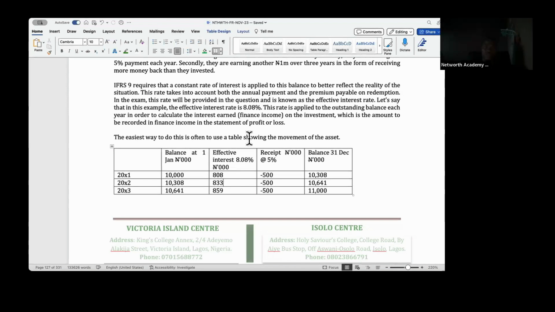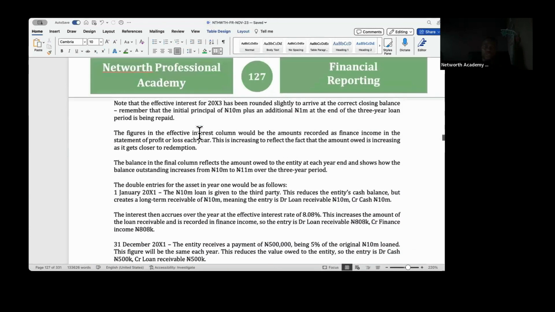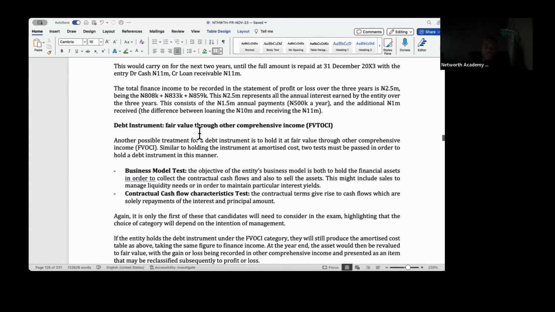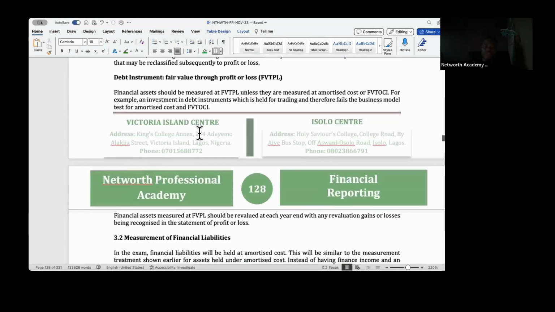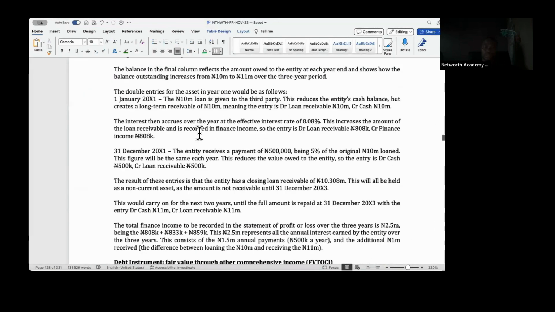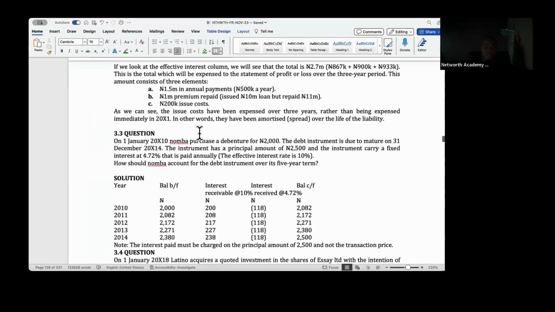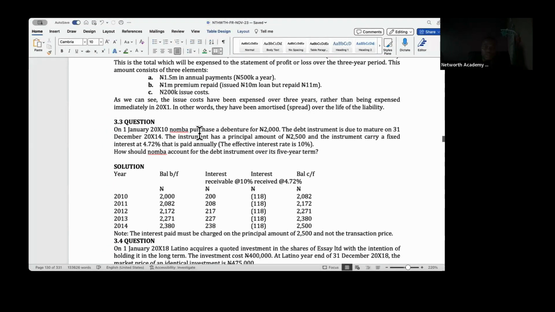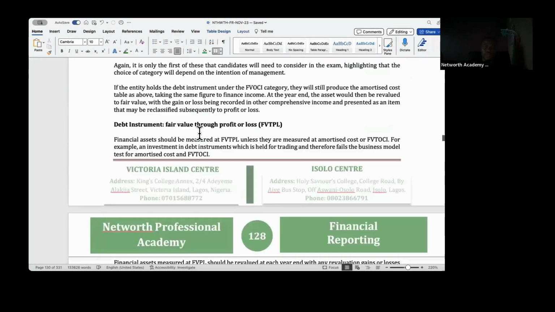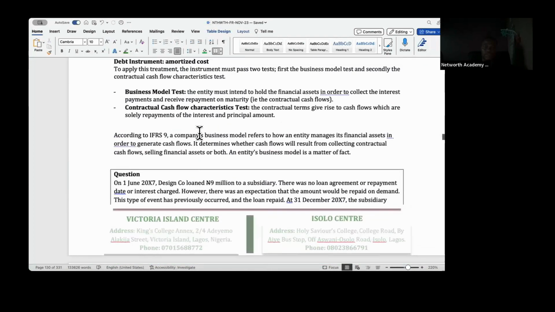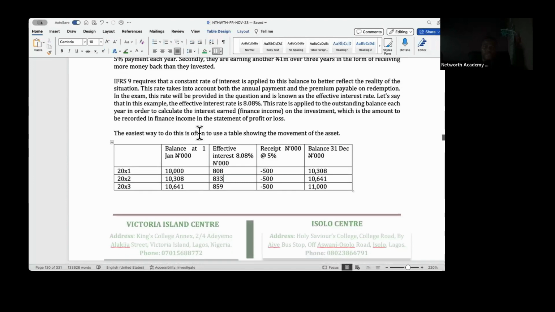Questions. Okay, so all the explanation has been given to you. So a little notes about this, what do they call it? Amortized cost, fair value to P&L or fair value to OCI.